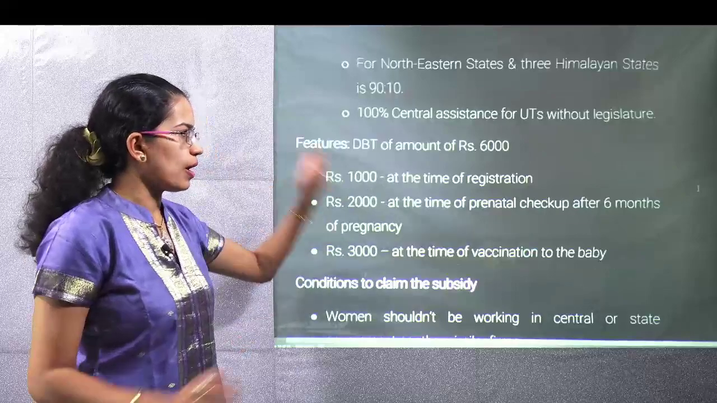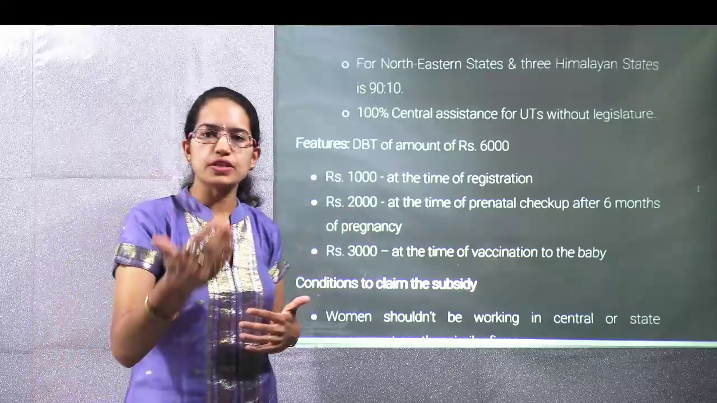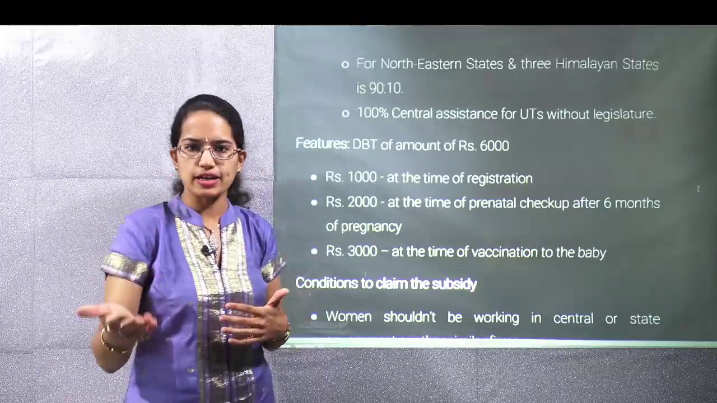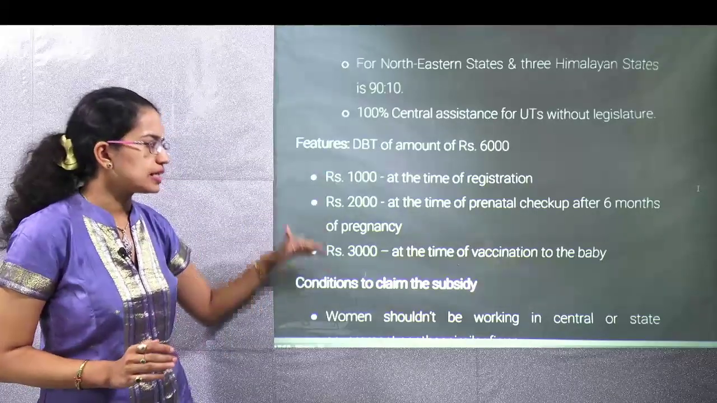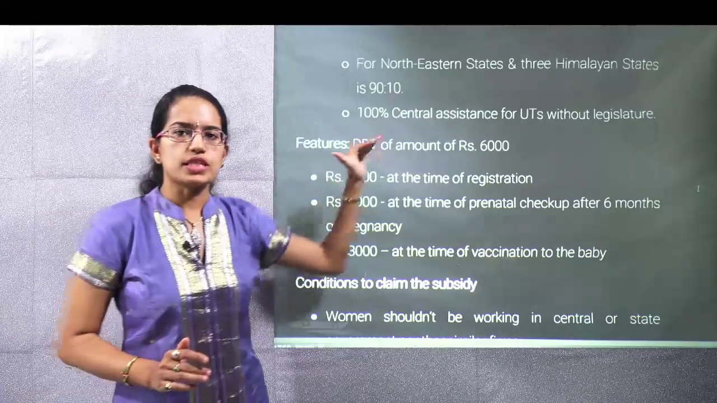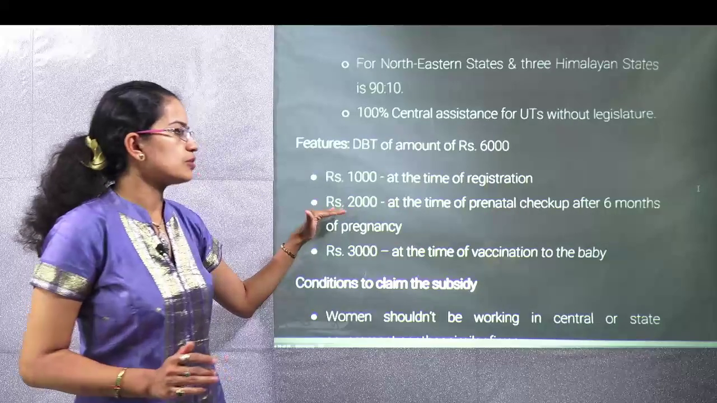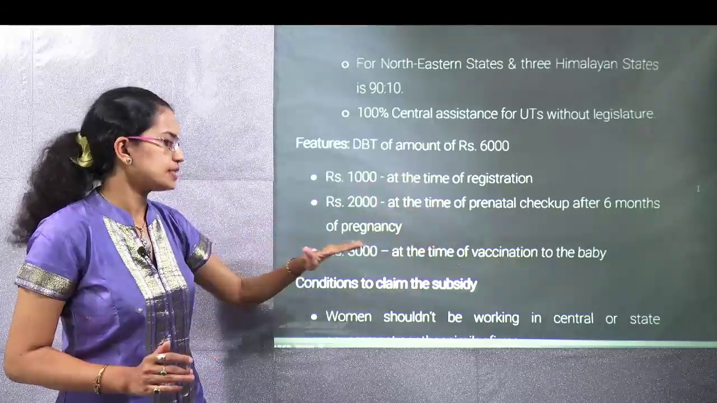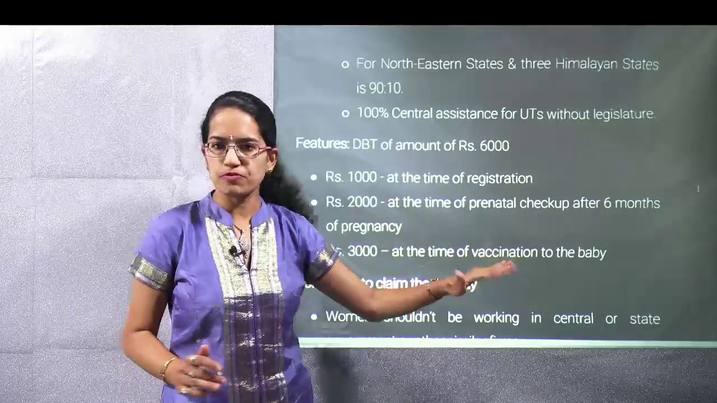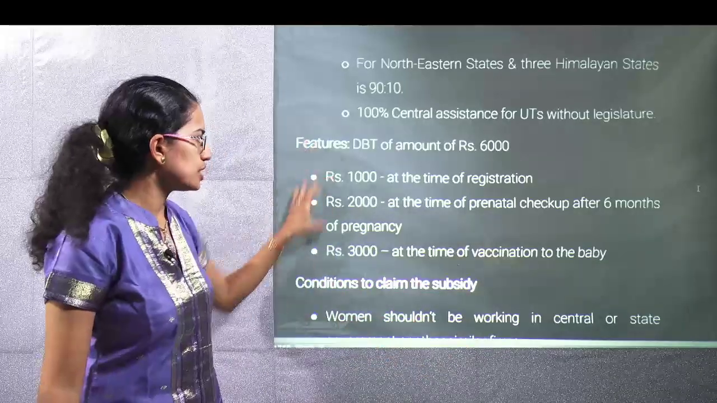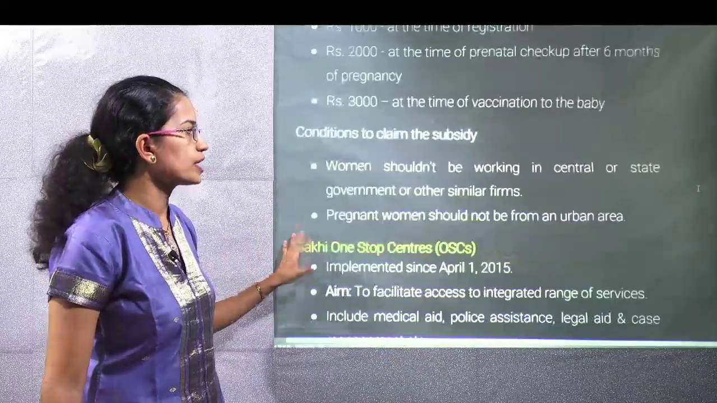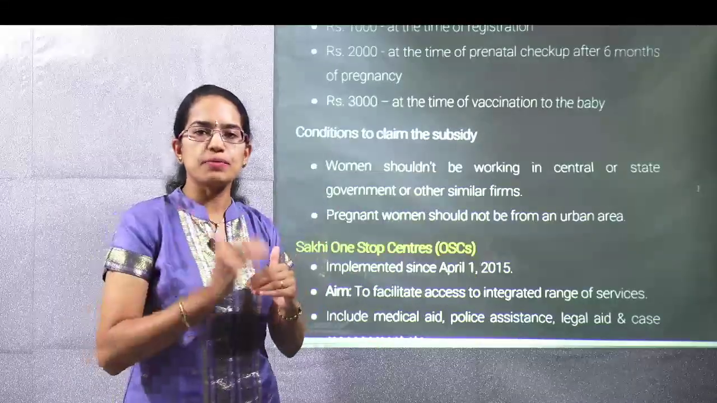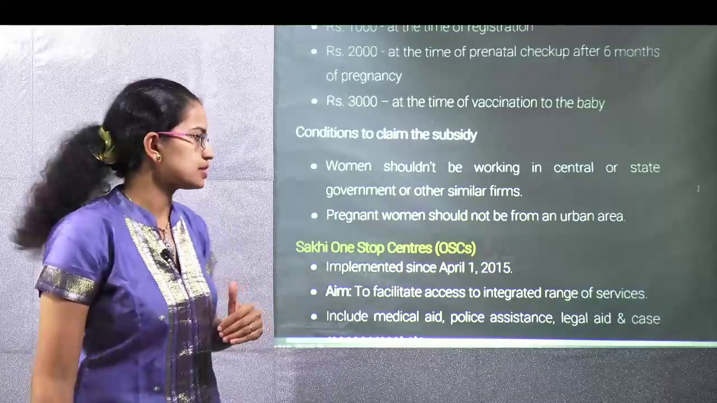Now how has the amount been given? The amount would be given through a direct benefit transfer to the bank account of the respective person in 3 stages. 1,000 rupees at the time of registration, 2,000 at the time of prenatal checkup, and 3,000 at the time of vaccination of the baby. So these 3 features become very important, and who cannot claim? The people living in urban areas cannot claim this subsidy.